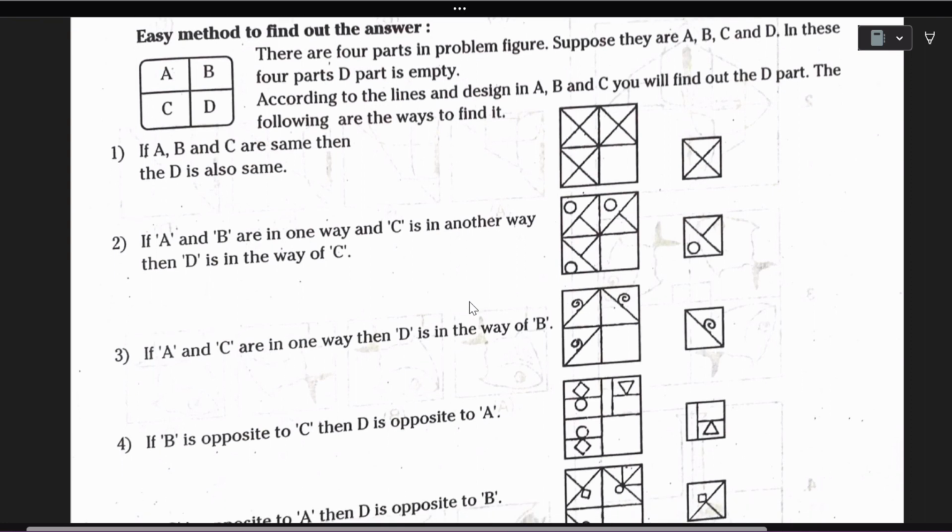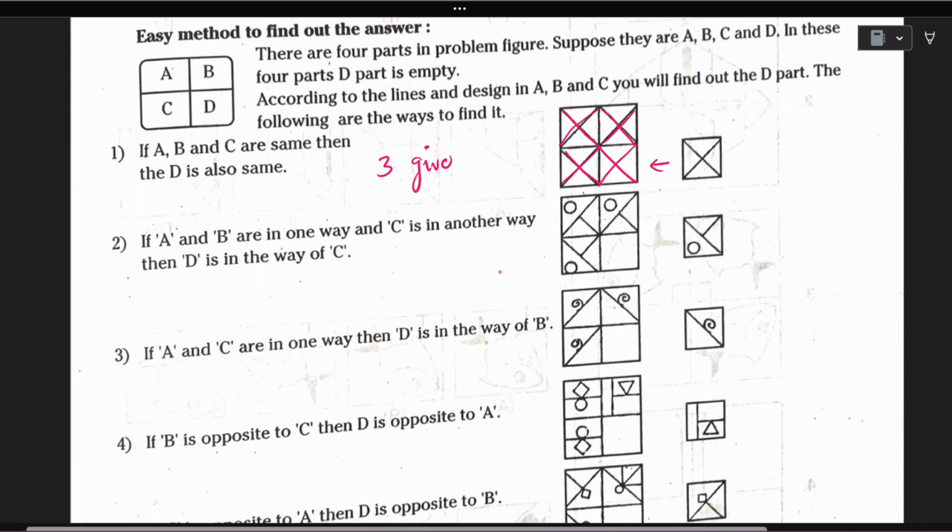In the first case, all the three given figures will be following the same pattern. Everything is the same here, every box has the same kind of X: here X, here also X, and here also X. So all three figures are the same. So in the fourth figure also we will draw the same X. That will be the answer for our figure.